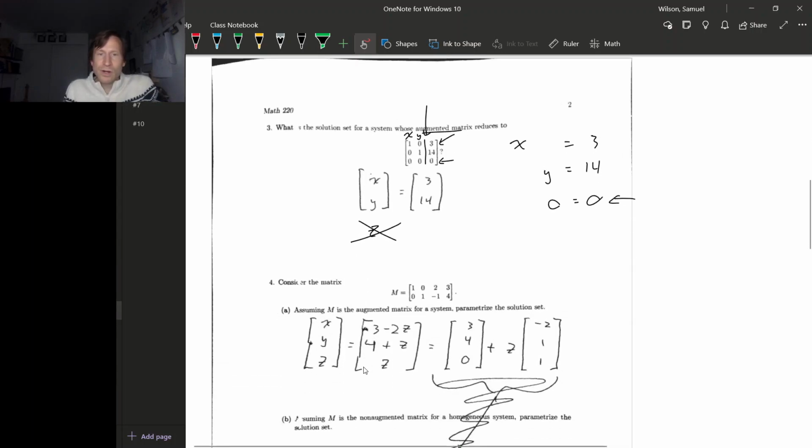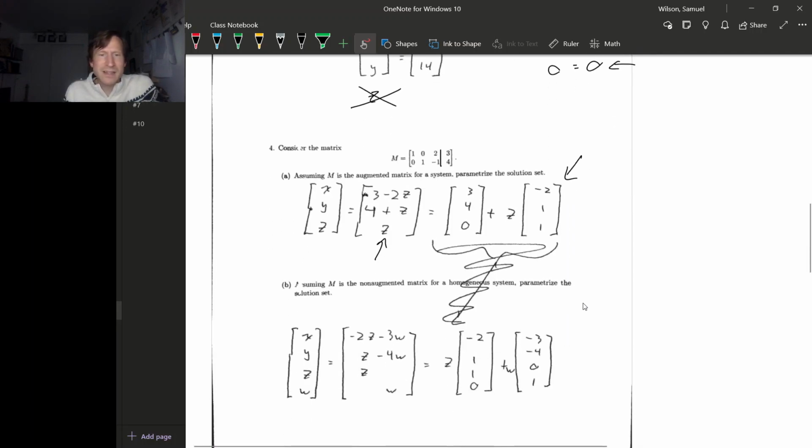All right, for number 4, for this matrix, if it's augmented, then parameterizing the solution set looks like this, and then if you want, you can write it vector style like this. I don't think there were really any problems that we ran into with that. Assuming that this matrix is non-augmented, the difference is that this column is for x, this column is for y, this column is for z. If this matrix is non-augmented, representing a homogeneous system, then this last column is also representing a variable, and so we end up with another variable like this.